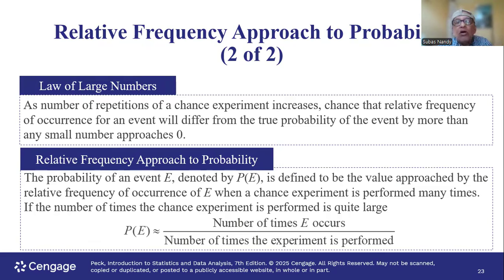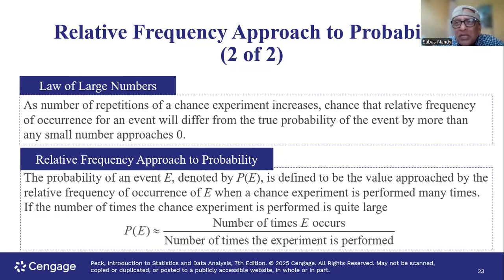So the law of large numbers means a large number of repetitions of a chance experiment. Repetitions means you're tossing the coin many, many times. Relative frequency approach to probability: the probability of an event, denoted by P(E), is defined to be the value approached by the relative frequency of occurrence of E when a chance experiment is performed many times. If the number of times the experiment is performed is quite large, then the probability of E is given by the number of times E occurs divided by the number of times the experiment is performed.